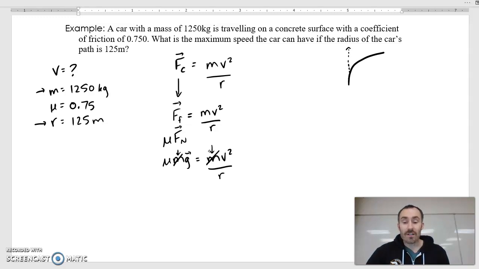So I'm trying to calculate v. So I'm going to divide by r and square root this thing. So I end up with the square root of the coefficient times 9.8 divided by r.